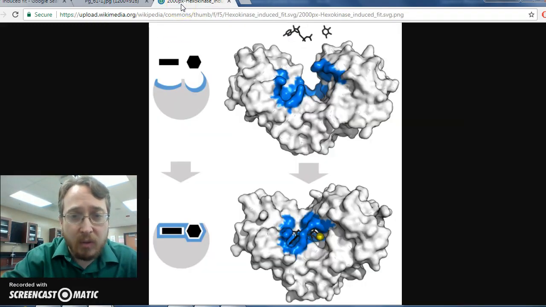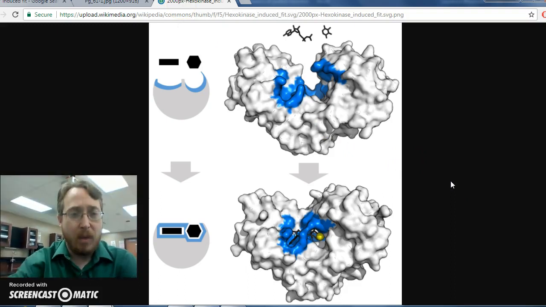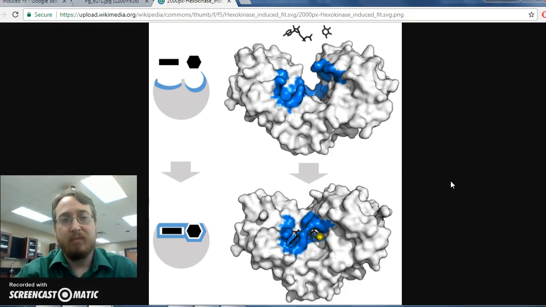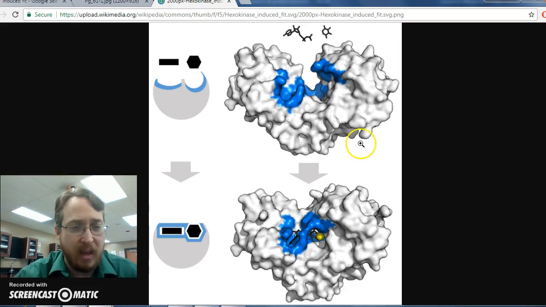Now, some students have said, hey, we were only seeing cartoons. What does this really look like? Well, I don't know. What it really looks like is really difficult to determine because we can't see, because light has a hard time bouncing off something so small. So this is a different representation of isomerization, but it's the same idea.